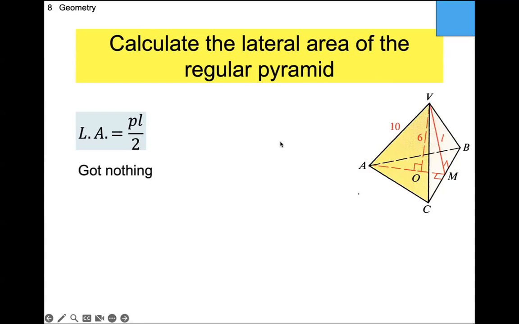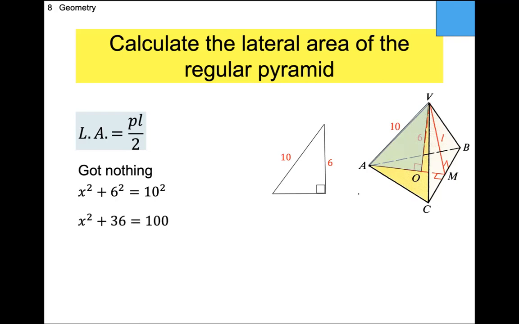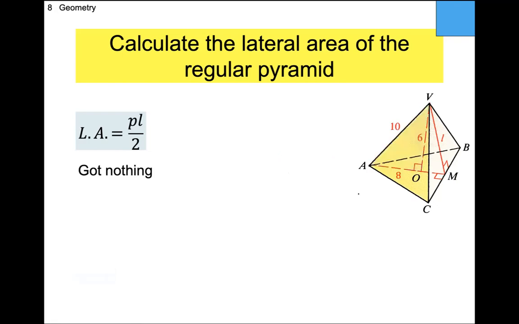So let's see. I got nothing other than that one little piece of that triangle right there, I drew it for you. 10 squared will be equal to 6 squared plus x squared. 6 squared is 36, 10 squared is 100. Subtract 36 from both sides, 64. Square root of 64 is 8. So that little piece there, I just highlighted it, is now 8. Okay, I still need the slant height. How am I going to get that?